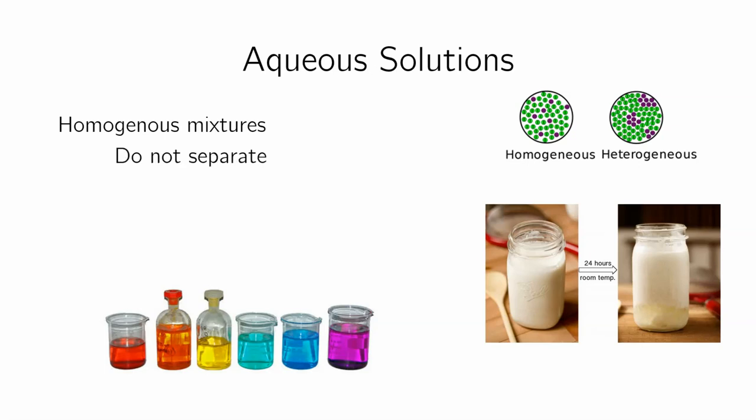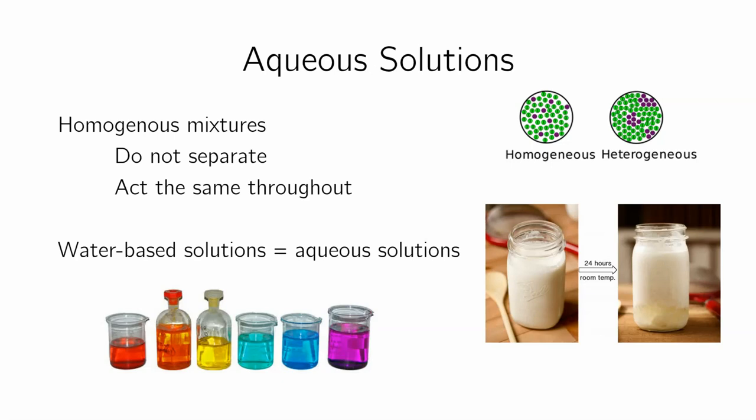And these things do not separate. So if you look at a solution, it will not separate into whatever you mixed. If you mixed A and B together and they formed a solution, you can't just easily separate A and B out. You can't just go with your hand and pick out A. They're entrenched in one another. They are not, though, chemically reacted. It's still a physical change. I am mixing two things. Mixing is a physical change, not a chemical change. And they act the same throughout because they look the same throughout.